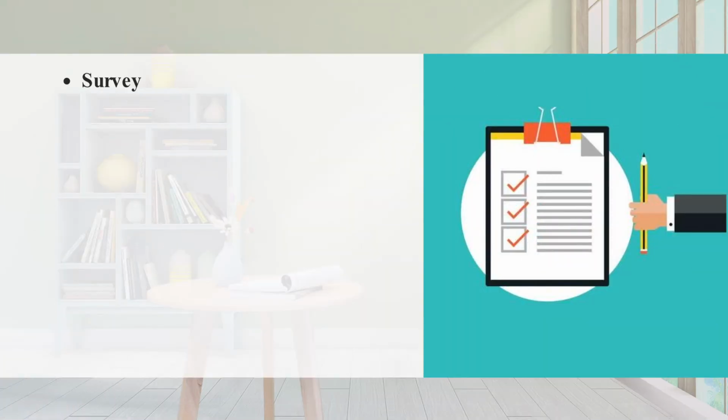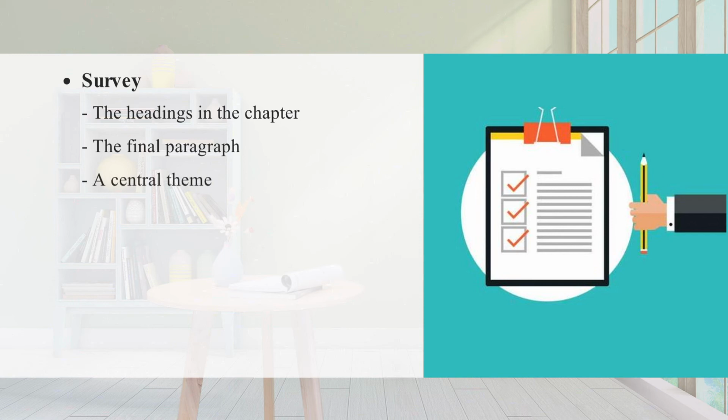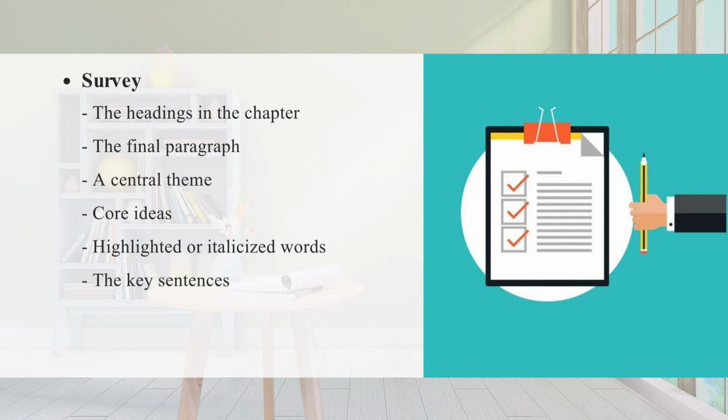1. Survey. Glance over the headings in the chapter and read the final paragraph. Look for a central theme. Try to identify some core ideas. Find words highlighted or italicized by the author. Read the key sentences which are highlighted in any way and read the chapter summary or synopsis if there is one, either at the beginning or at the end of the chapter.